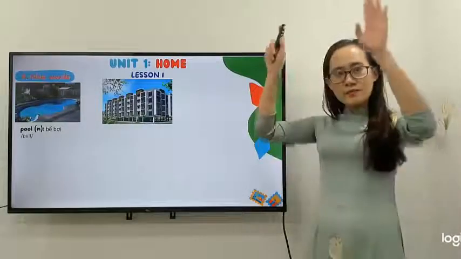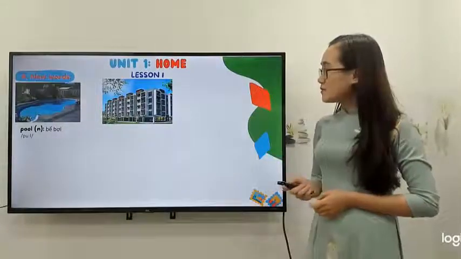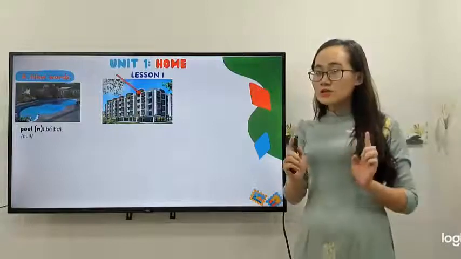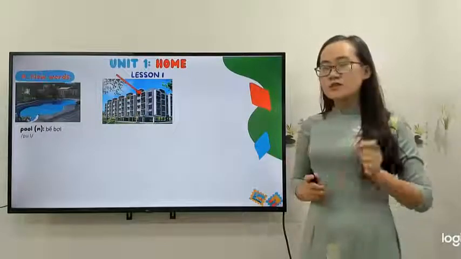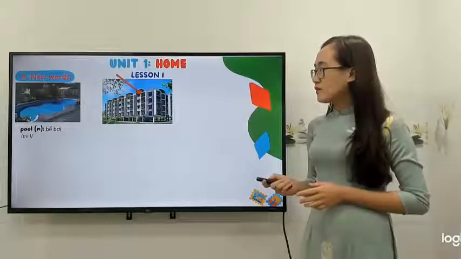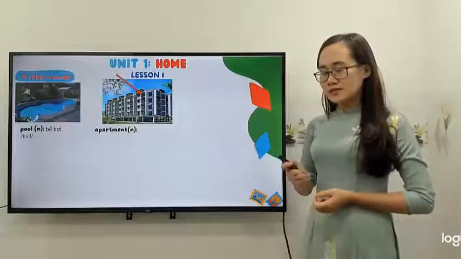There is a big building. Ở đây cô có một tòa nhà rất là to. And in this building, there are the smaller houses. Trong tòa nhà lớn này có những ngôi nhà rất là nhỏ. And we call it apartment. Apartment.